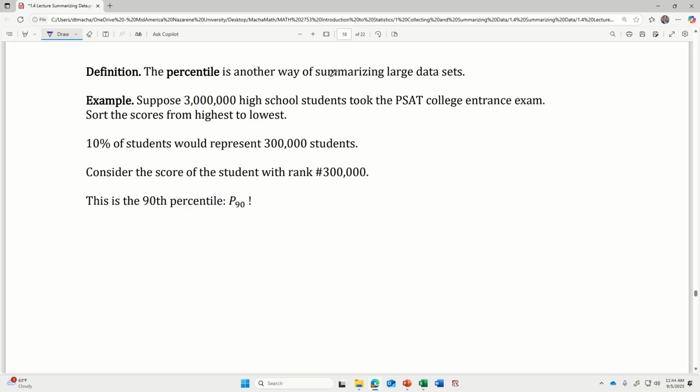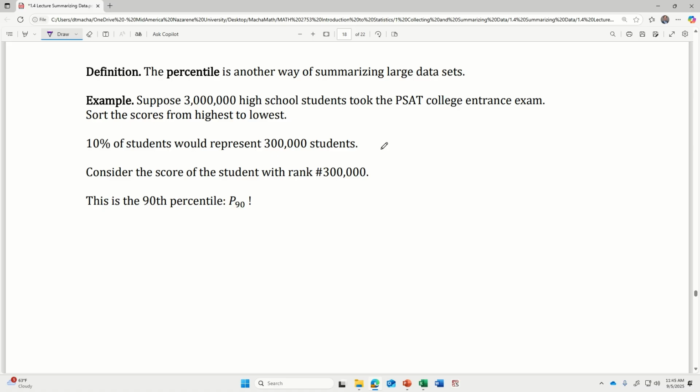The percentile is another way of summarizing, so it's another descriptive statistic. Here's an example of percentile. If we've got 3 million high school students taking the PSAT, and we sort the scores from highest to lowest, 10% of 3 million is 300,000. So if I look through the scores, and I have already ranked the students, and I look at rank number 300,000, and I look at that student's score, that's what I would consider to be the 90th percentile.